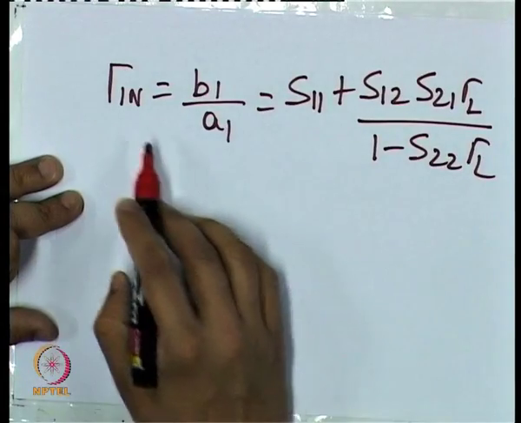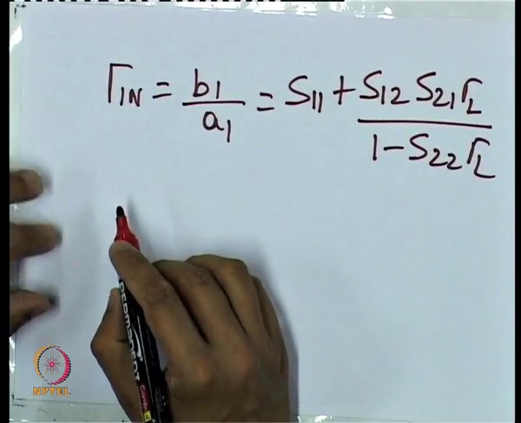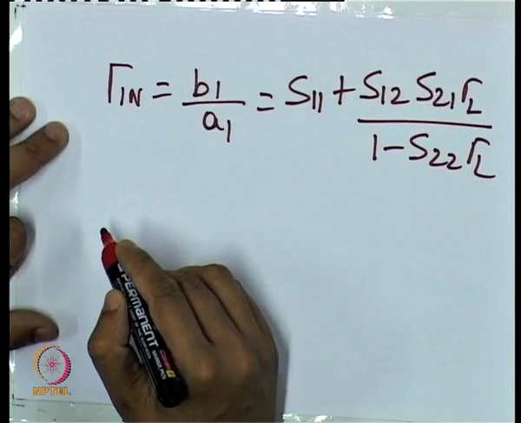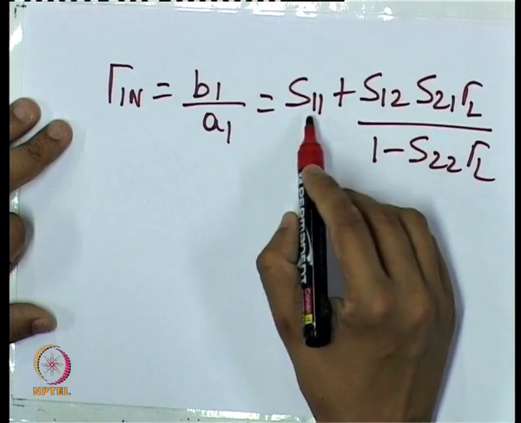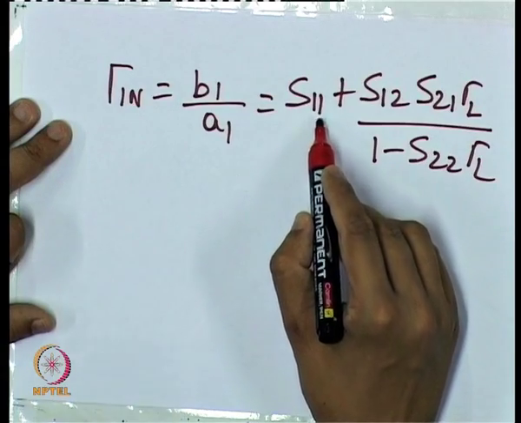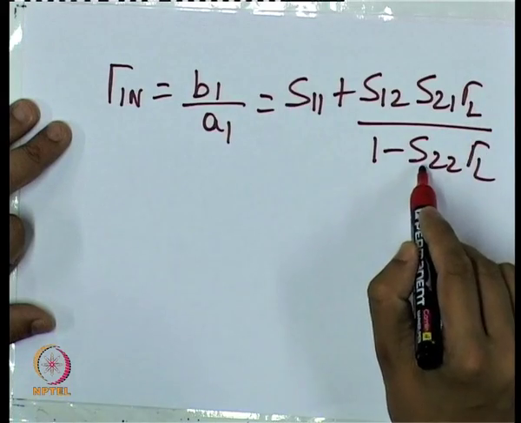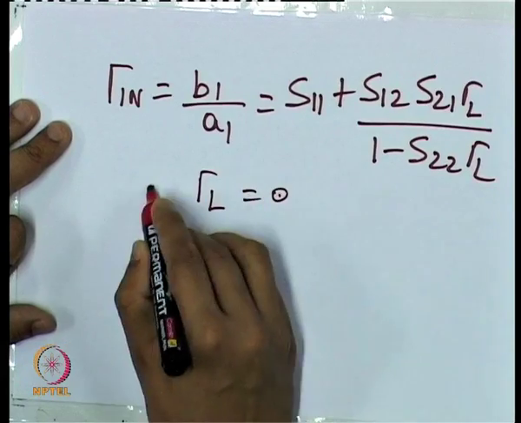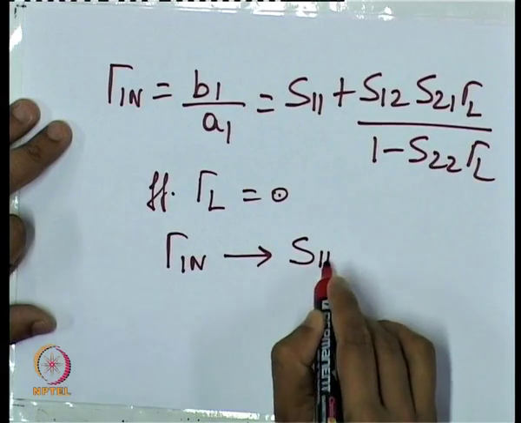Now, this is an important parameter for all two-port networks, because as we saw, for good input matching, this gamma in should be as low as possible, preferably 0. Usually we do not have any control over S11. Suppose we are given an amplifier, the S11 is constant, but we do have some control over, say, gamma L. And so, if gamma L is equal to 0, then gamma in reduces to S11.